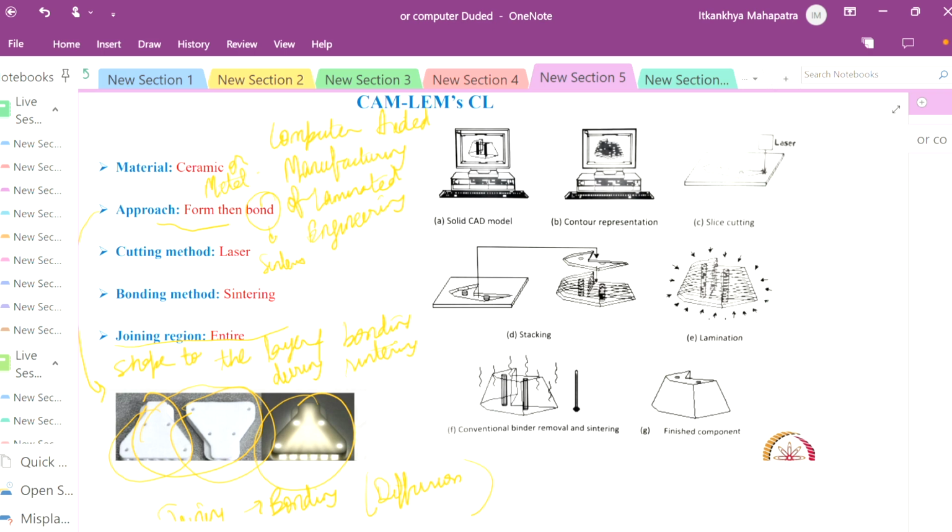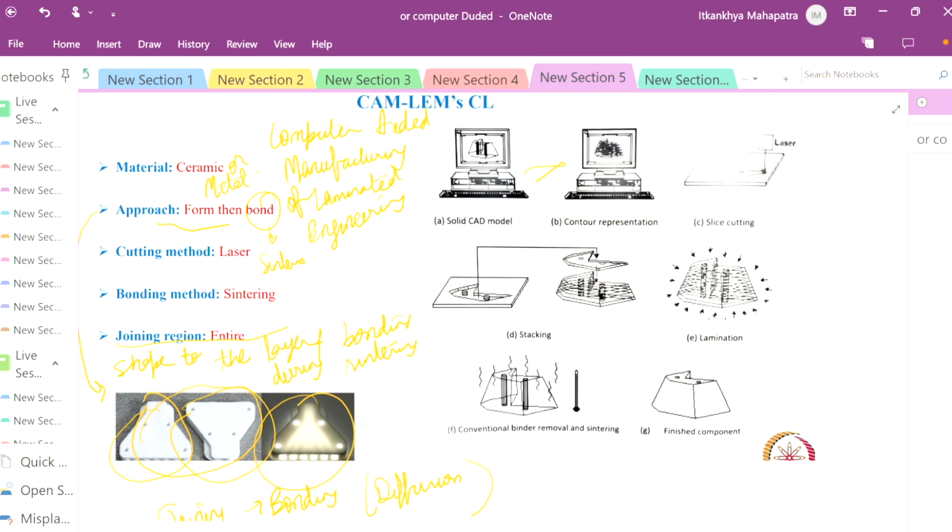That is why this is known as form then bond. Now, the advantage here is there is no unwanted material in this. We do not need to remove any supports or anything. And here, you see, this is the methodology.